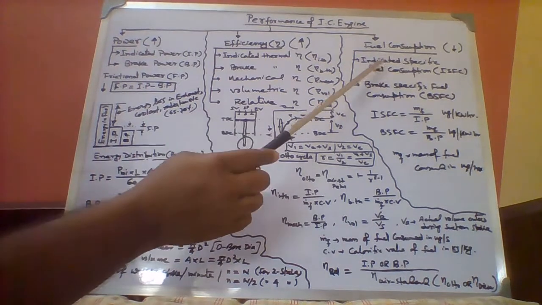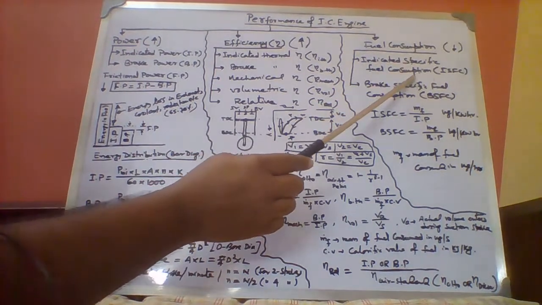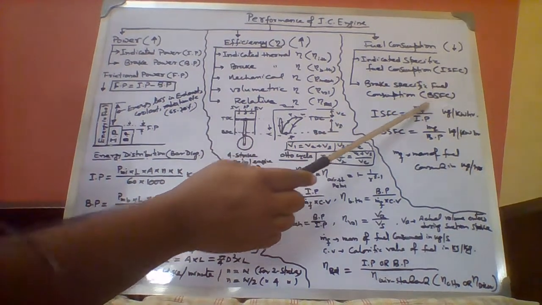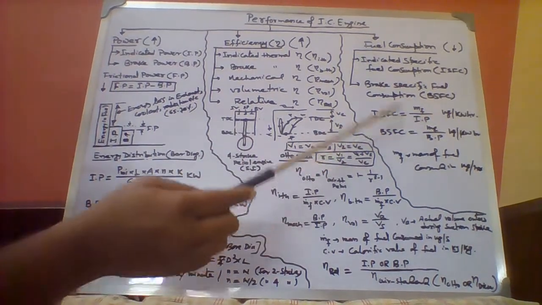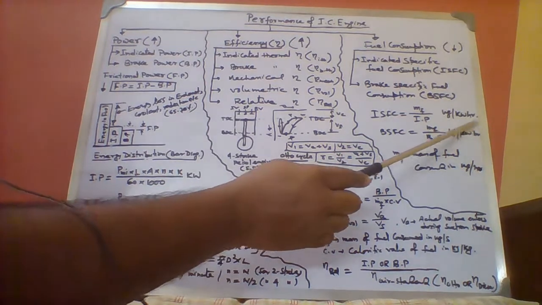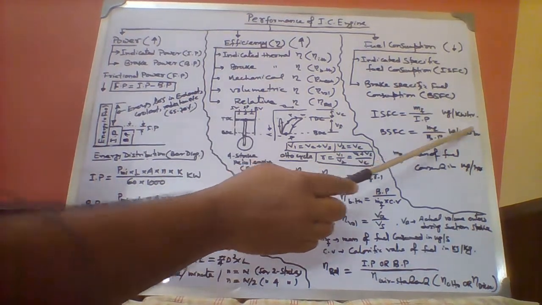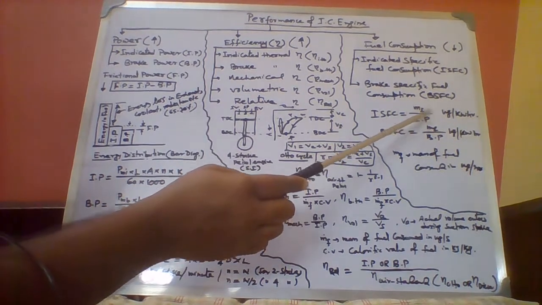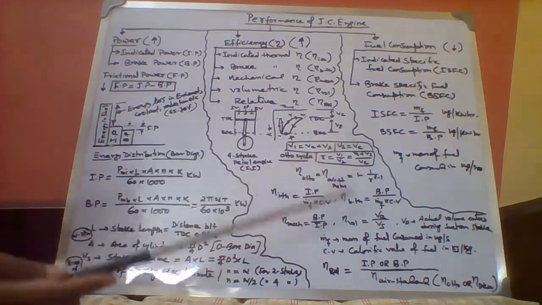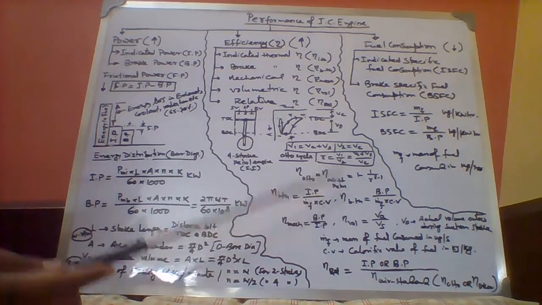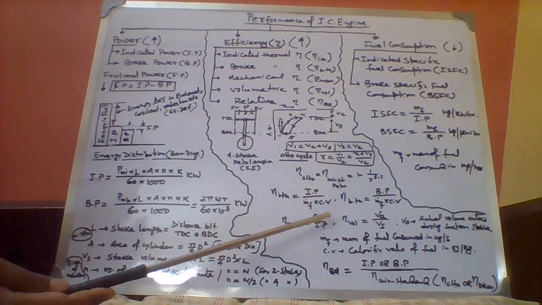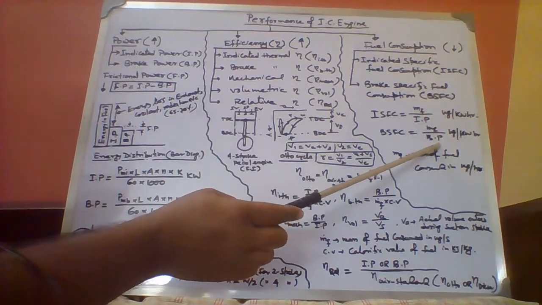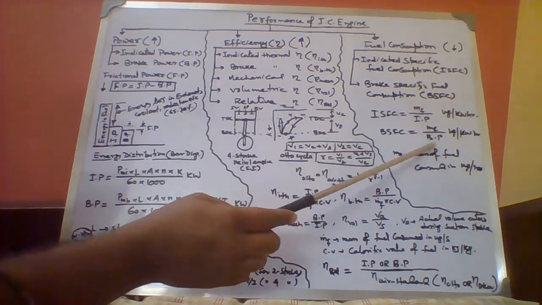It is again of two types. One is indicated specific fuel consumption, ISFC, and another is brake specific fuel consumption, BSFC. It is generally given in kg per kilowatt hour. So ISFC is equal to MF divided by IP, where MF means mass of fuel consumed in kg per hour, and BSFC is MF by BP. So one is based on indicated power, and the other is based on BP.